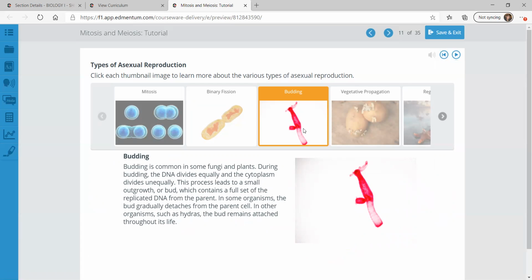Then we have budding, and that is common in some fungi and plants. During budding, the DNA divides equally and the cytoplasm divides unequally. DNA equal, cytoplasm not equal. And this process leads to a small outgrowth or bud, which contains a full set of the replicated DNA from the parent. In some organisms, the bud gradually detaches from the parent cell, while in other organisms like hydras, the bud remains attached throughout its life. So that's the little bud.